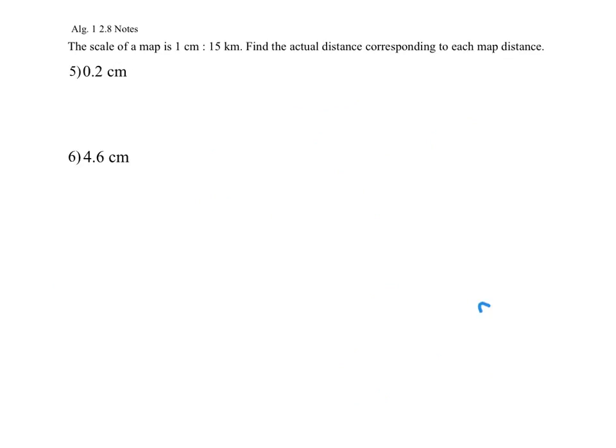Alright, so in number 5 it says that the scale of a map is 1 centimeter to 15 kilometers. Find the actual distance corresponding to each map distance. So we have been given that information, 15 kilometers is equal to 1 centimeter. Let's go ahead and set up our proportion as x kilometers, we don't know how many kilometers we're going to have, is equal to 2 centimeters.